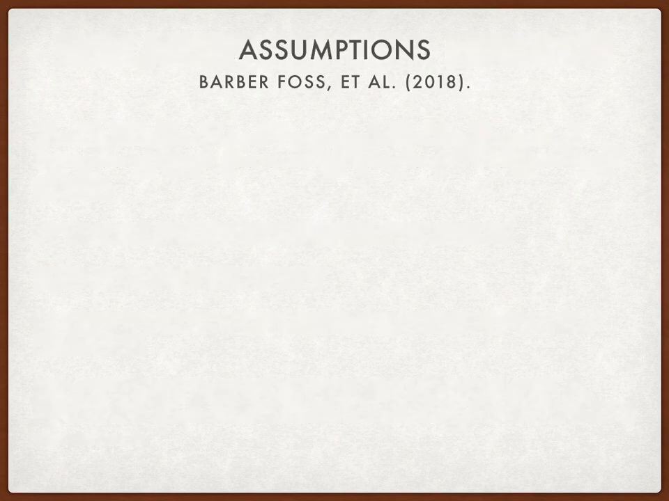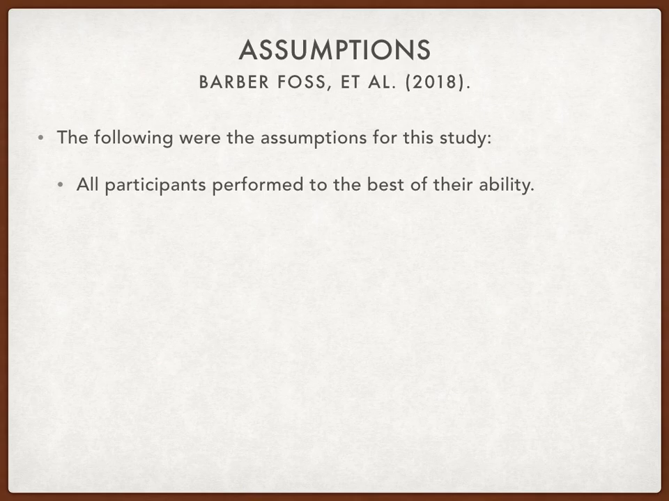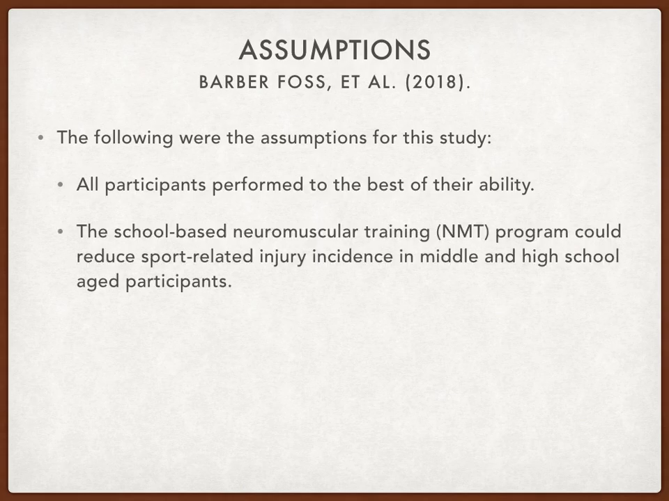Our next thing is assumptions. Here are some things that we could assume about this study just from reading that purpose statement. We are assuming that all participants performed to the best of their ability, and we're assuming that the school-based neuromuscular training program could reduce sports-related injury incidents in middle and high school age participants. Some assumptions we're making.